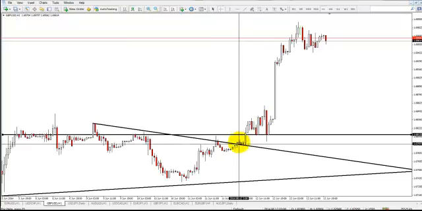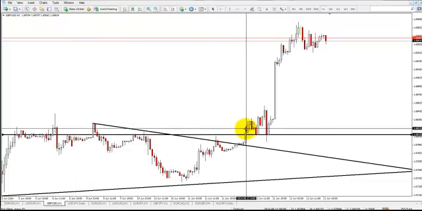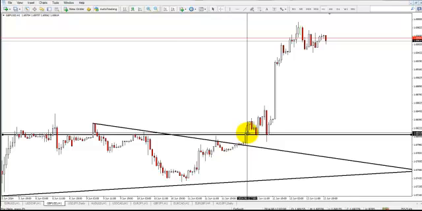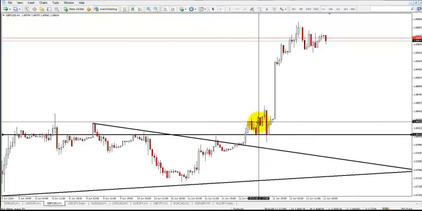A couple of ways you can look at this: a break of this smaller trend line that I have on this chart. That closing candle could be your entry point, your stop loss behind the last swing low, and you just let this thing go.